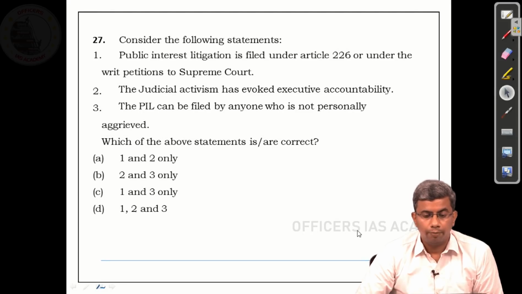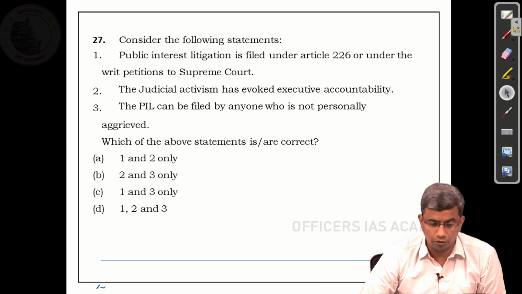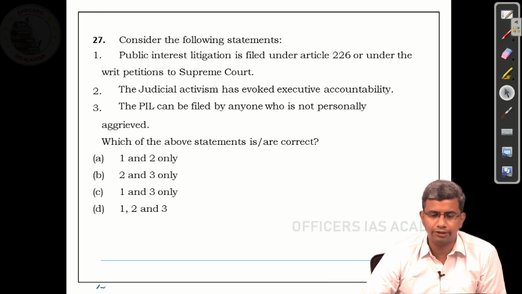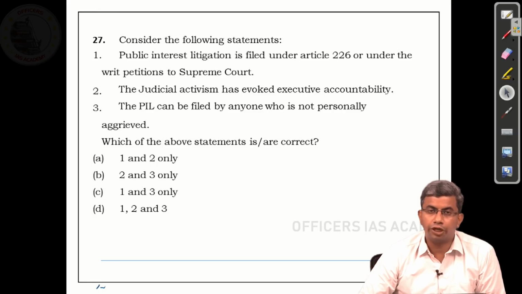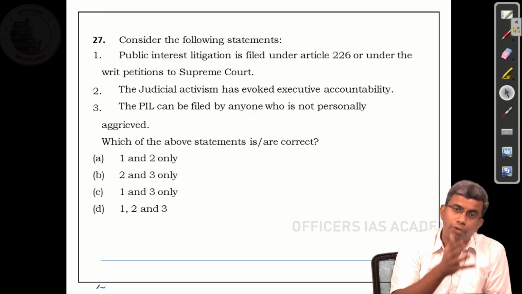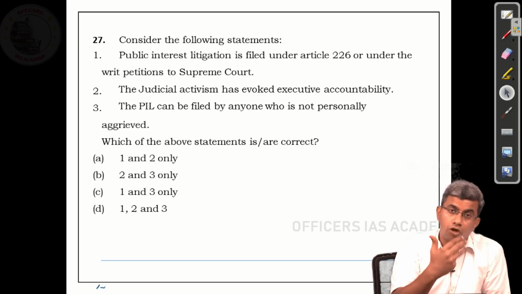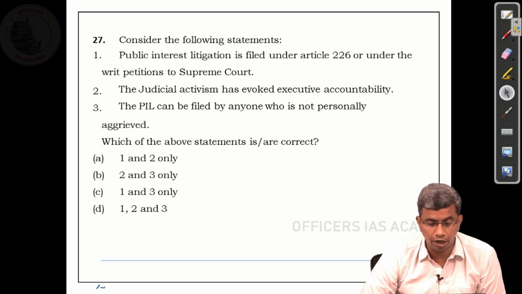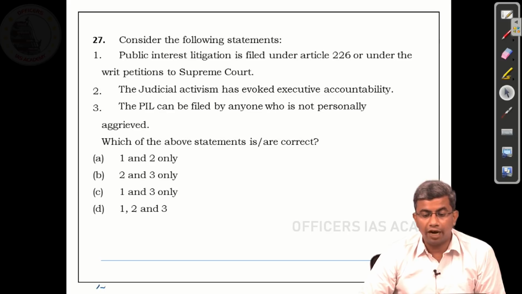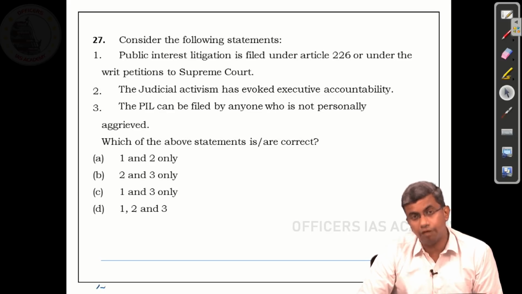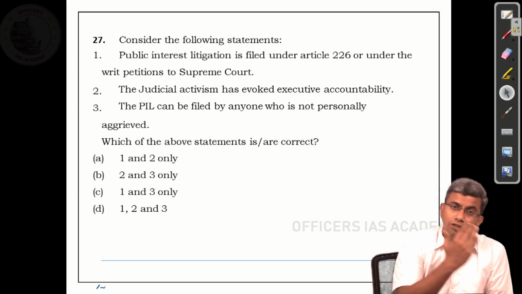Moving on. Public interest litigation is filed under Article 226 or under the writ jurisdiction of the writ petition to the Supreme Court. Yes. The judicial activism has evoked executive accountability. Yes, it is only to make the executive and the legislature more accountable that public interest litigation as a concept was introduced by the Supreme Court in the 1980s. The PIL can be filed by anyone who is not personally aggrieved. Yes, before that it was the locus standi.